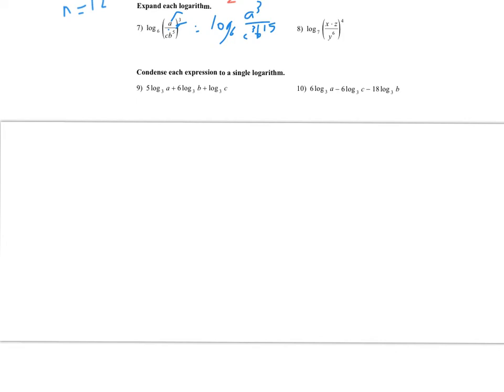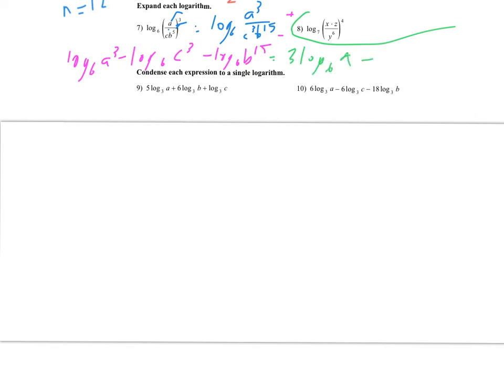And so now I can separate it out. Remember Mr. Berry's trick here of everything from the top is going to be in a positive log and the bottom is going to be in a negative log. So I'm going to have log base 6 of a to the 3rd minus log base 6 of c to the 3rd minus log base 6 of b to the 15th. And then our last step there is to move those exponents to the front and have them be coefficients. So I'll go over here inside of number 8 space. So I have 3 times log base 6 of a minus 3 times log base 6 of c minus 15 log base 6 of b.